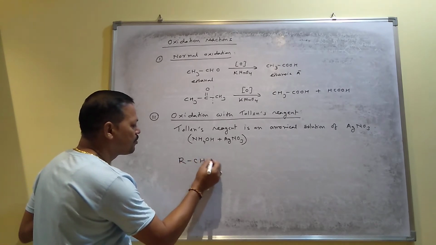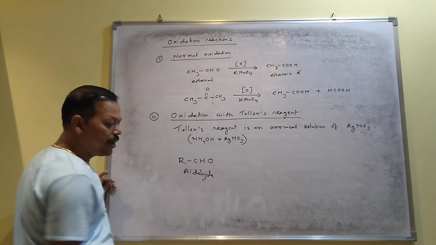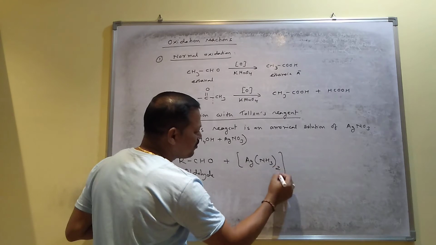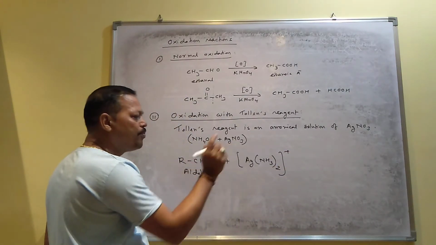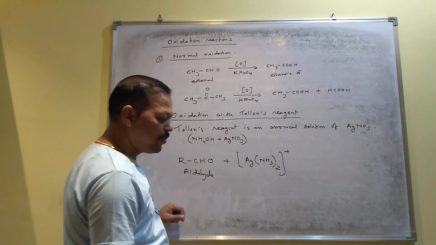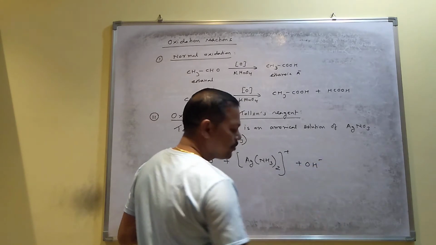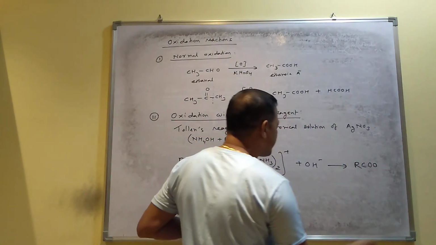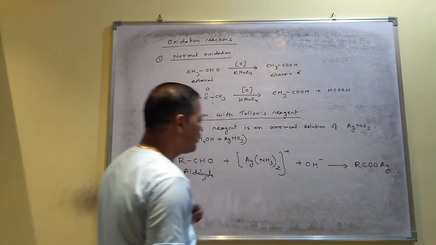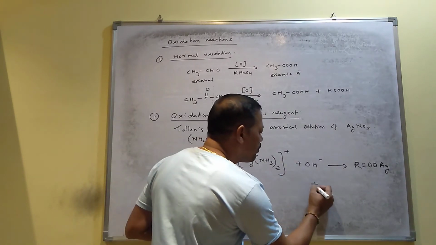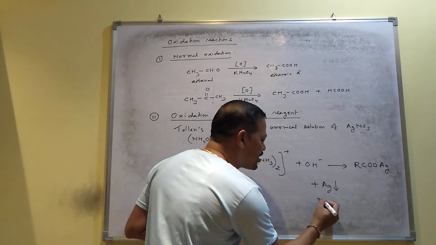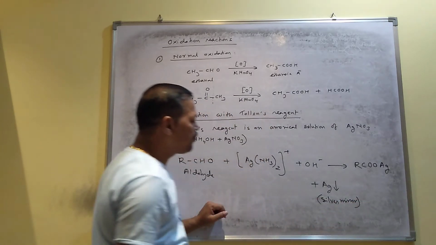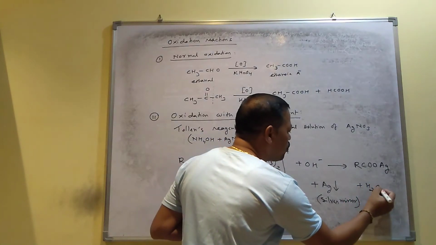When aldehyde, this is your aldehyde, reacts with Tollens reagent, so this is your Tollens reagent. I mean, when silver nitrate and ammonium hydroxide combine, they produce this complex, the diamine silver complex. Then the aldehyde undergoes oxidation, it produces carboxylic acid, and due to presence of silver, it produces the salt RCOOAg, and the silver is reduced to metallic silver, and in the test tube you can see a mirror, and that's why this is called the silver mirror test also. And the side product you will get is water.